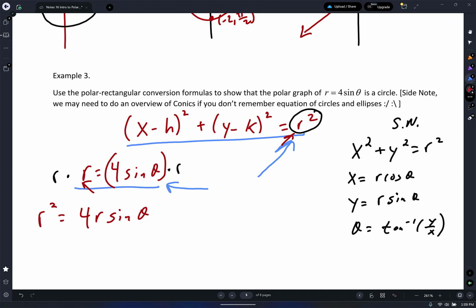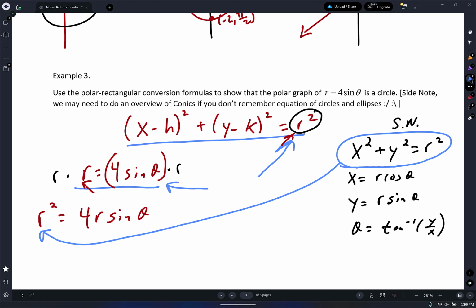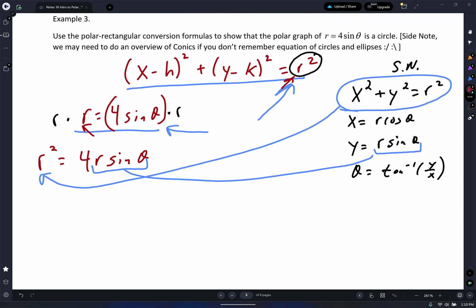Then when I do that, I'm going to substitute. See how R squared equals X squared plus Y squared? That's what I'm going to plug in for the left. And notice that R sine theta is equal to Y, so that's what I'm going to put in for the right. So I'm going to write X squared plus Y squared equals 4Y. You are done. Now all you've got to do is make it look like that expression.